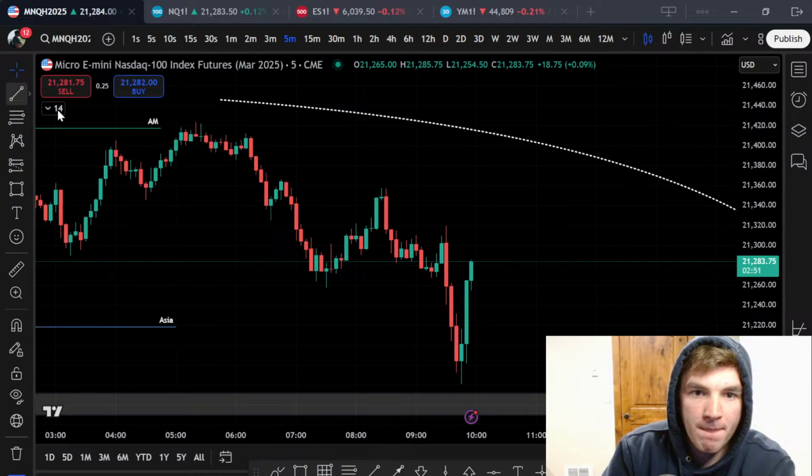Like this 1 hour wick, see how we wicked below this accumulation range? This is a giant accumulation range. See how we wicked below it? So I will actually take this probably.